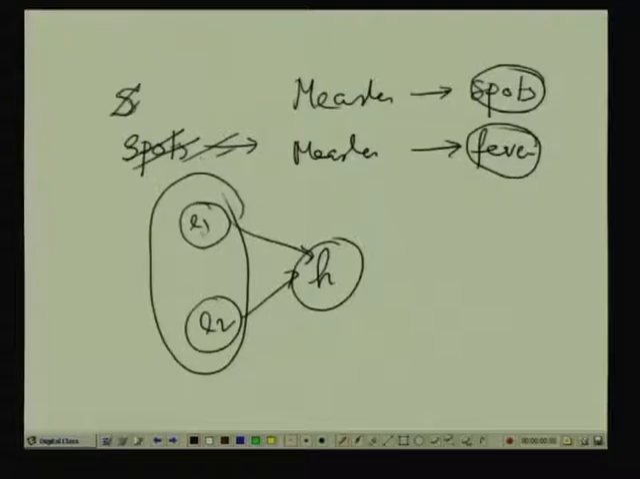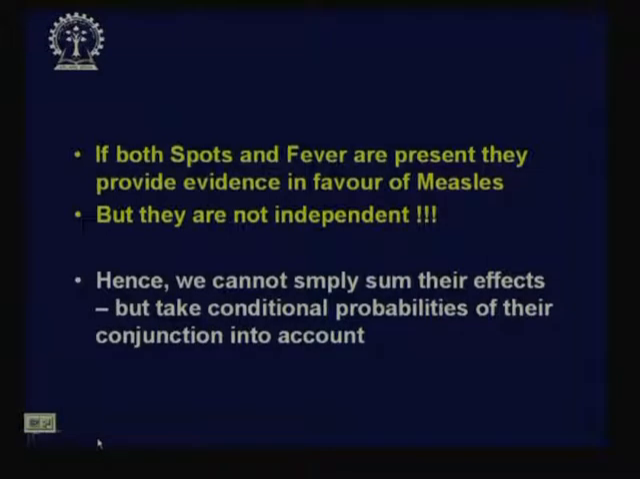But that works only if E1 and E2 are independent, and unfortunately, as we have seen in this case, spots and fever are not independent, because E1 is related to H and H is also related to E2. So there is an unseen dependence here. Therefore, I cannot straightaway combine them, which I could if they were independent. We cannot simply sum their effects, but we have to take conditional probabilities of their conjunction into account.